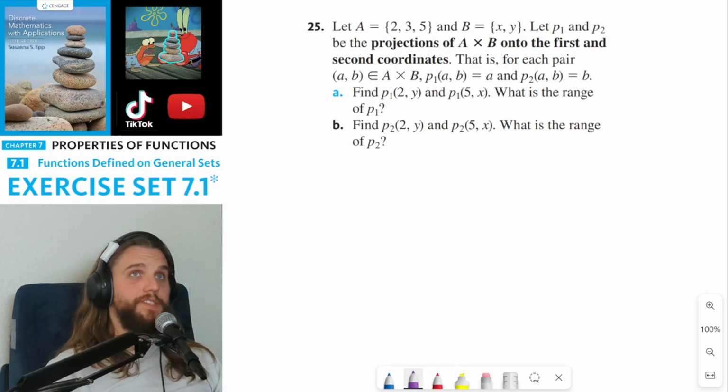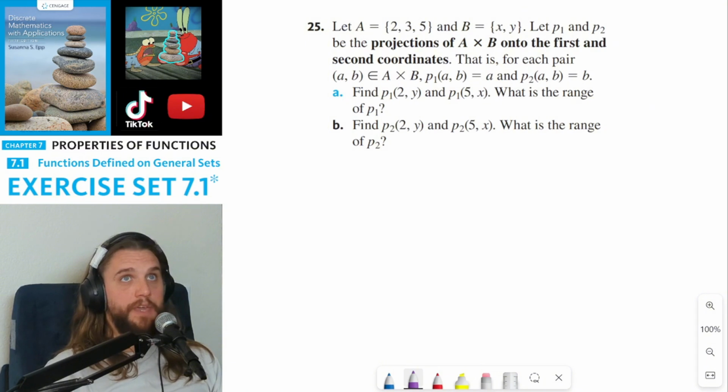Let A be the set containing 2, 3, and 5, and B be the set containing x and y. Let P1 and P2 be the projections of A cross B onto the first and second coordinates. That is, for each pair (a, b) in the cross product A cross B, P1 of (a, b) is just a, and P2 of (a, b) is just b.